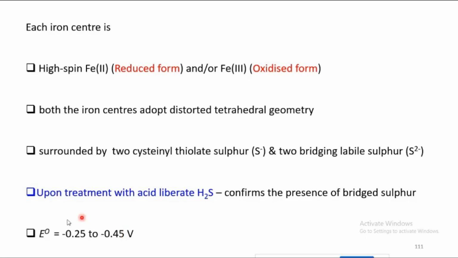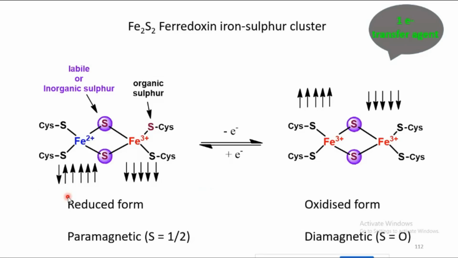The redox potential is also highly negative. The negative redox potential clearly indicates that they will readily undergo oxidation as well as reduction. Due to the presence of sulfur, the redox potential becomes more negative, so it will readily undergo oxidation. With iron more positive, reduction will go more easily.